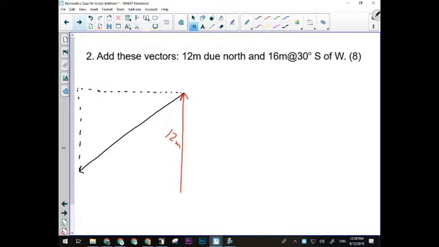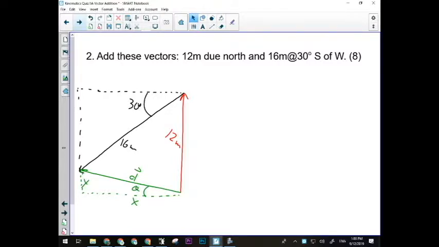Okay, it's not really to scale. So this is 16 meters. This is 30 degrees, probably not exactly 30 degrees. And our resultant then will look like this. Okay, they can have a mark for the diagram. Now we got to find all the x's and all the y's.